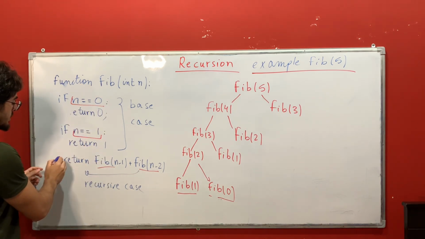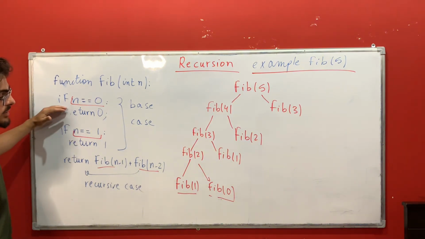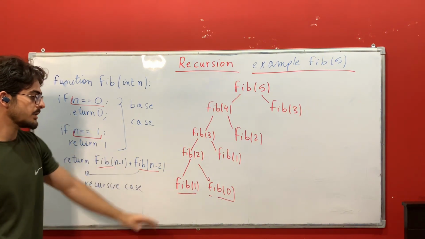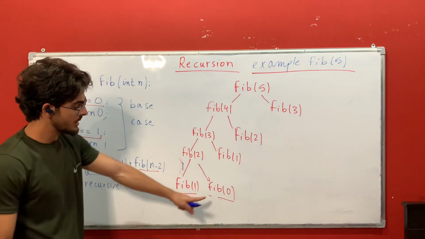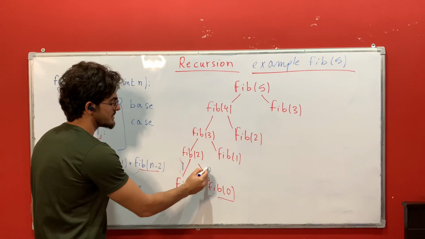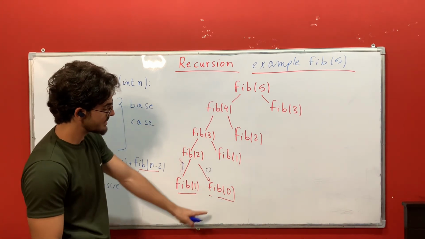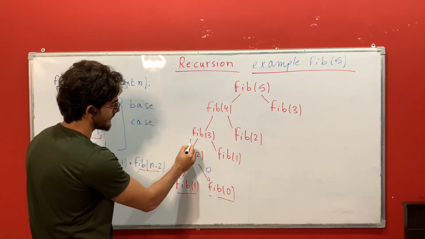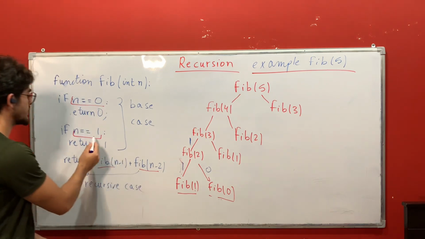So this call will never be executed. Either one of these two will be executed depending on n. So here n is 1, so it will return 1. Here it's 0, so it will return 0. Now, fib of 2 relies on the summation of these two. So 1 plus 0 is 1. Here it's also fib of 1, so it will return 1.